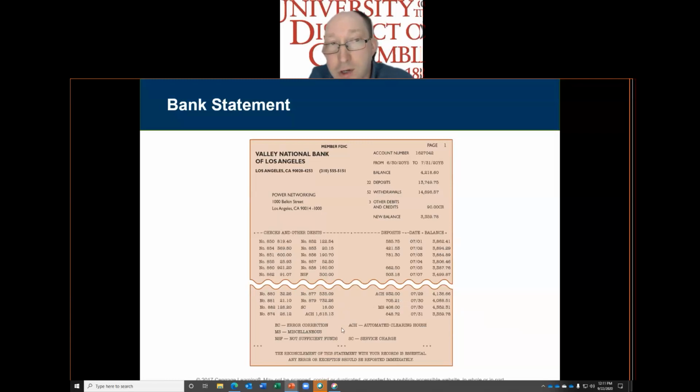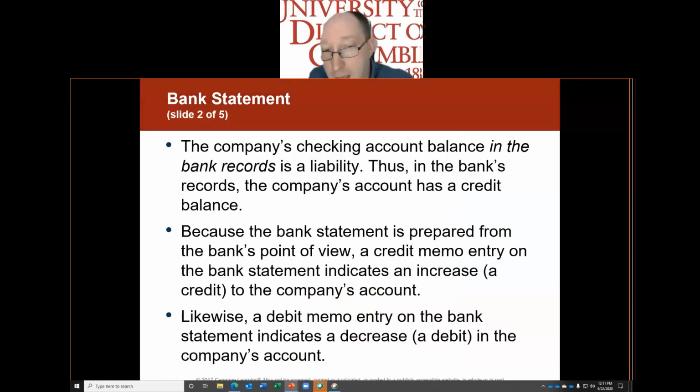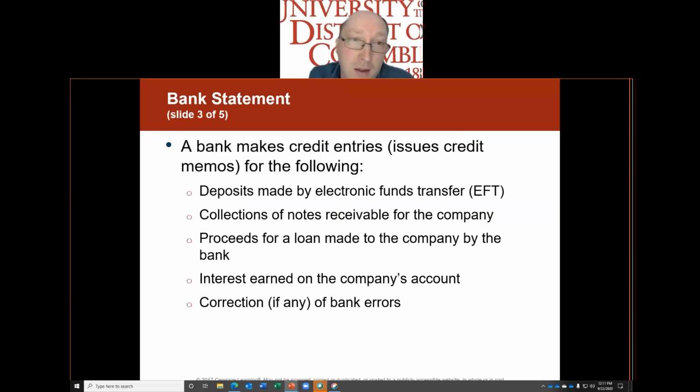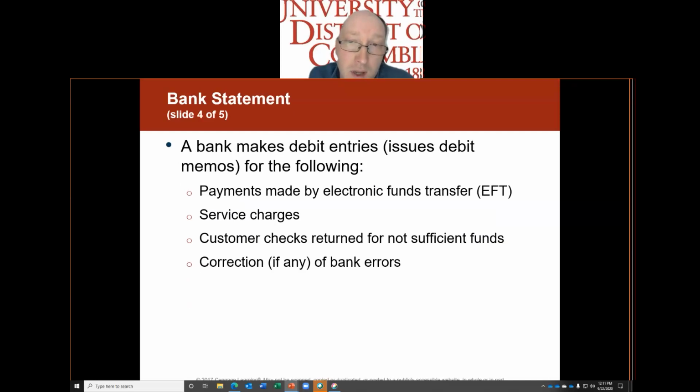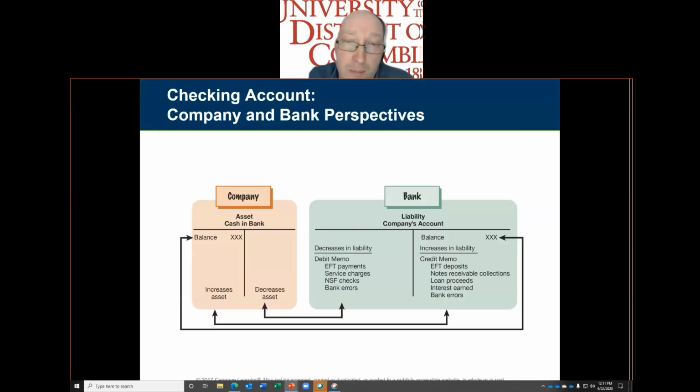The reason why we have bank statements in accounting is very important. We take the bank statements and we reconcile the bank statements. What do I mean?